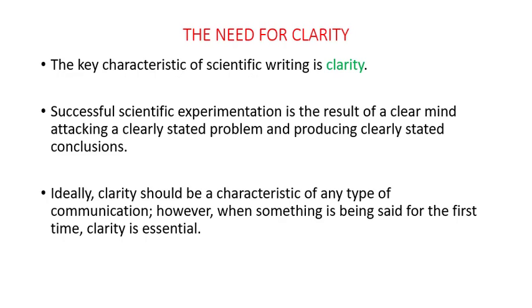We move on. The next important idea is the need for clarity. The key feature of scientific writing is clarity. It is the first main crucial objective. Successful scientific experimentation is the result of a clear mind attacking a clearly stated problem and producing clearly stated conclusions. Ideally, clarity should be a feature of any type of communication. However, when something is being shared for the first time, clarity is very crucial.